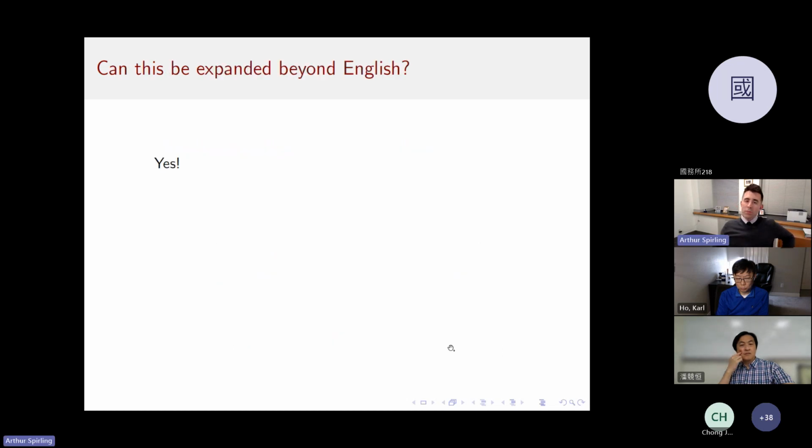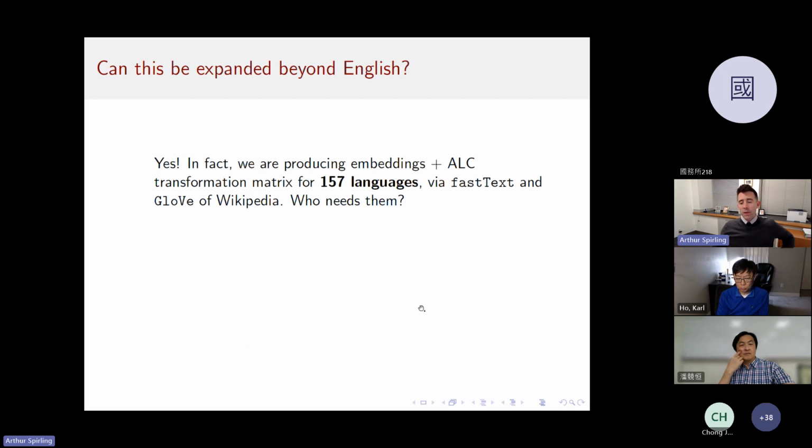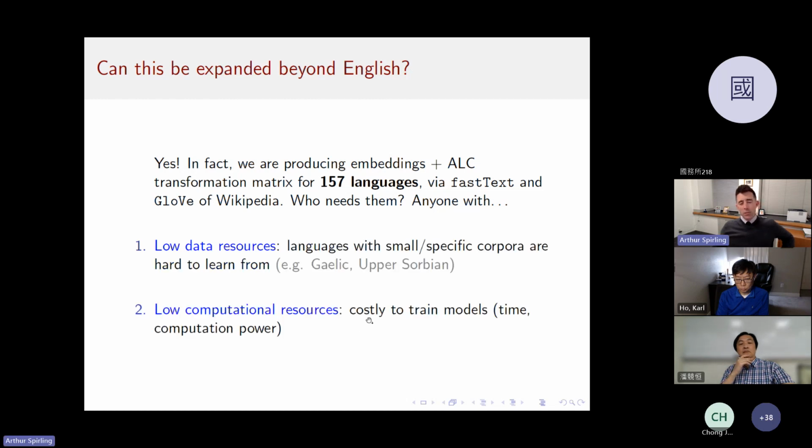So can it be expanded beyond English, you might be thinking, and the answer is yes, and we actually have a working paper about this. We've expanded it to about 40 languages, but the pipeline is there for 157 languages. We use a slightly different way of doing embeddings called fastText, which uses subword information. And we mean it for two sets of people. People who just don't have very large corpora find it very hard to build embeddings. We have some embeddings for you. And people who have very low computational resources, so maybe it's very costly to train models. It's kind of a pain to train these models.